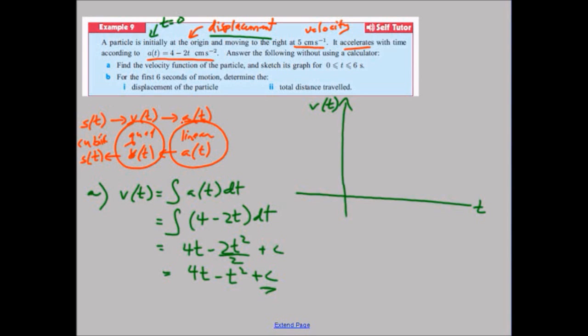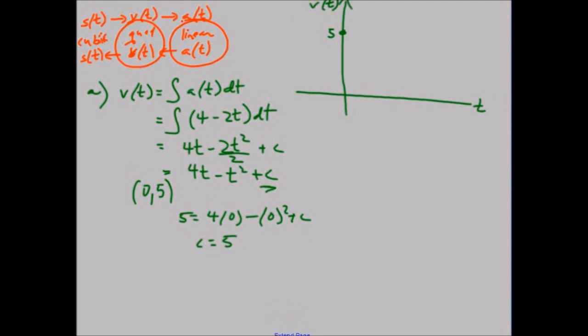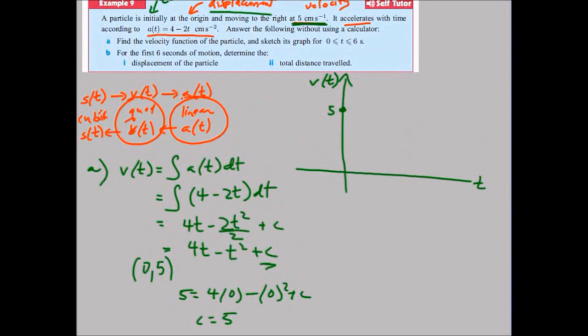In our information, it says a particle is initially at the origin. So that's displacement. So that's not on this graph, and moving to the right at 5 centimeters per second. So originally, when time is 0, the velocity is 5. So we know that we have this point on our graph, (0, 5). So we can substitute this in, and see that c equals 5. Therefore, the function is actually minus t squared plus 4t plus 5.